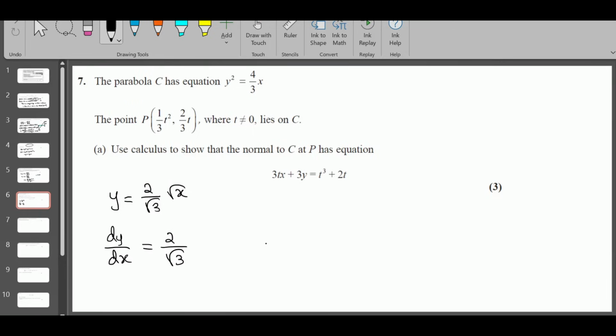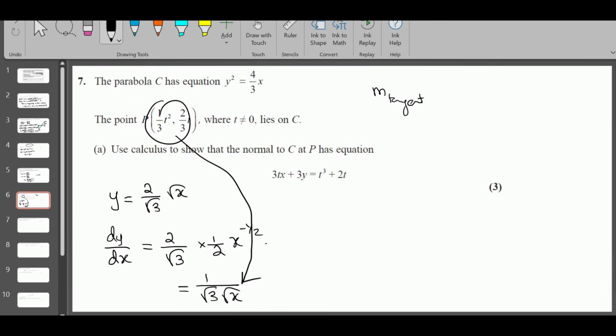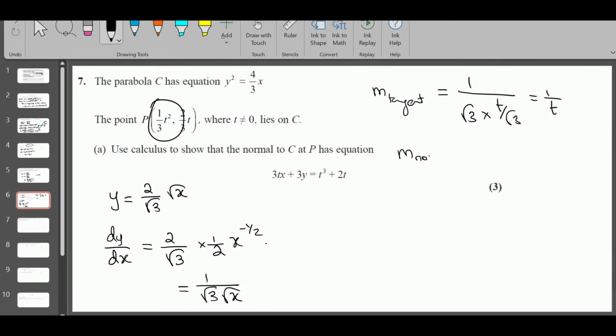2 over root 3, x to the power half becomes half x to the power half minus 1, which is 1 over root 3 times root x. Sub in the x coordinate here to get the slope of the tangent. So the slope of the tangent is equal to 1 over square root of 3. When you square root the x coordinate, it's going to be t over square root of 3. You will get 1 over t. So the slope of the normal will be, because the normal is perpendicular to the tangent, the negative reciprocal of this, which is minus t.